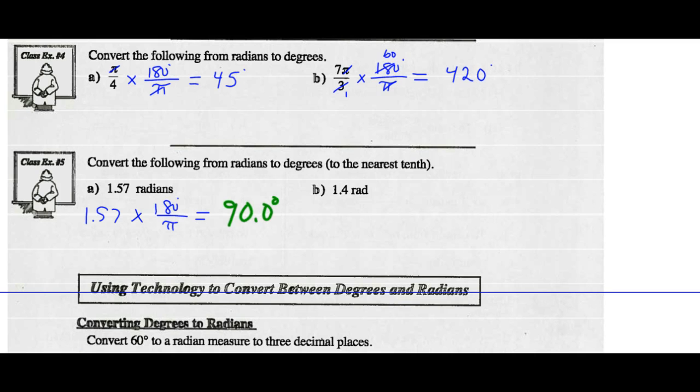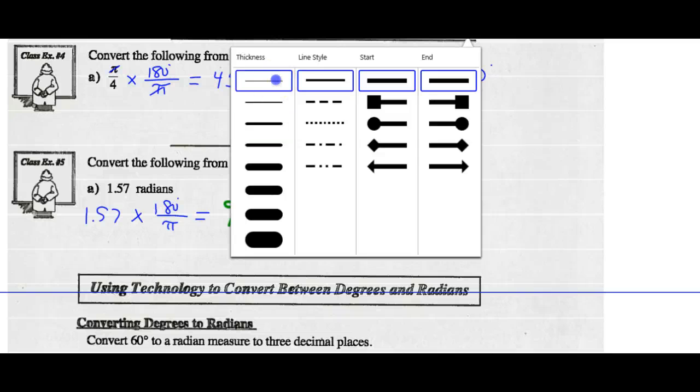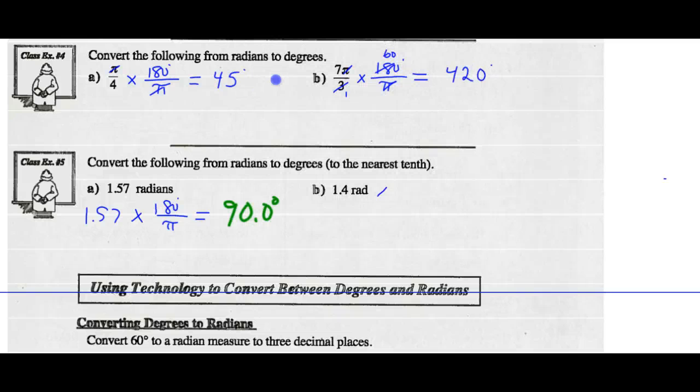Try part B, 1.4 radians. We multiply that by 180 over pi. You end up with, to the nearest tenth, 82.2 degrees. All right.